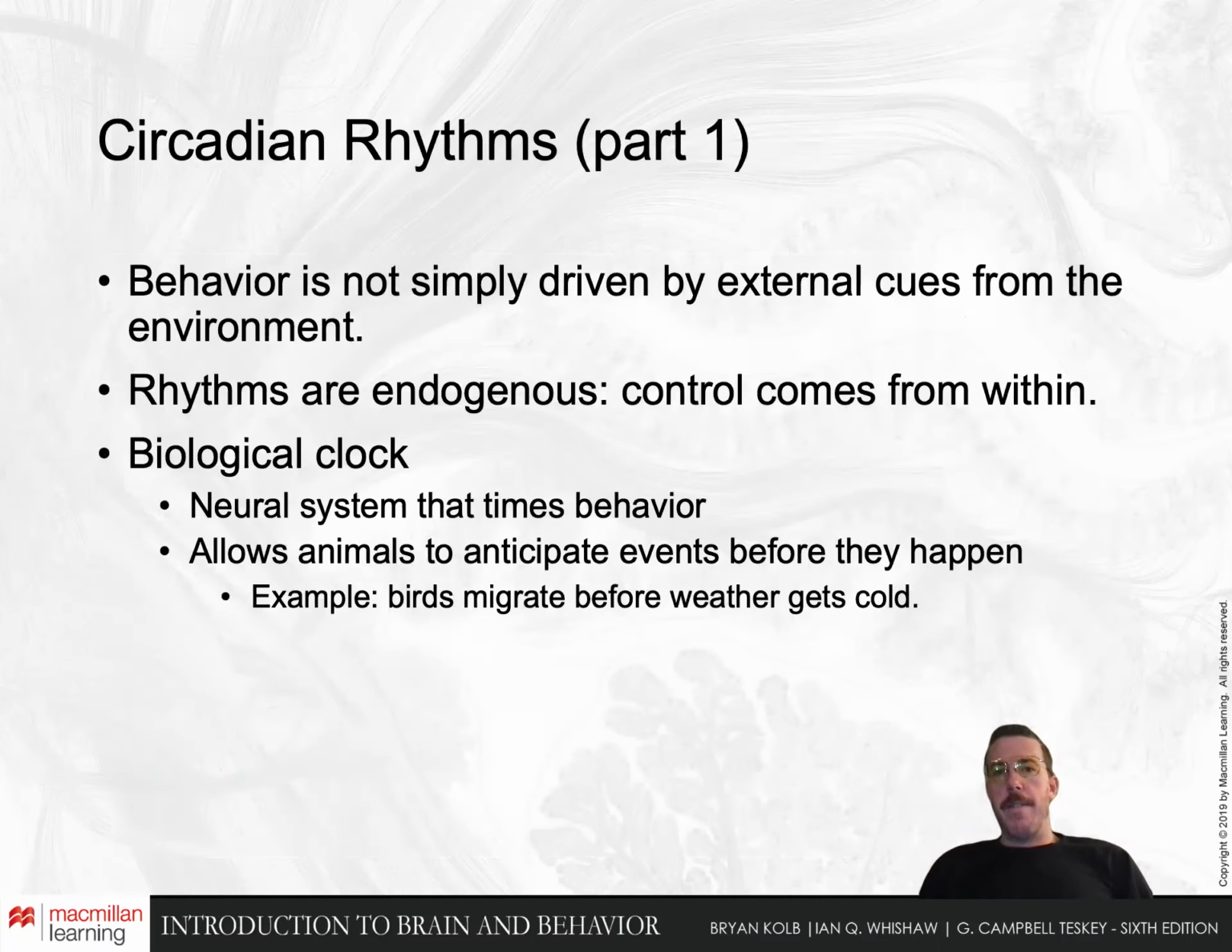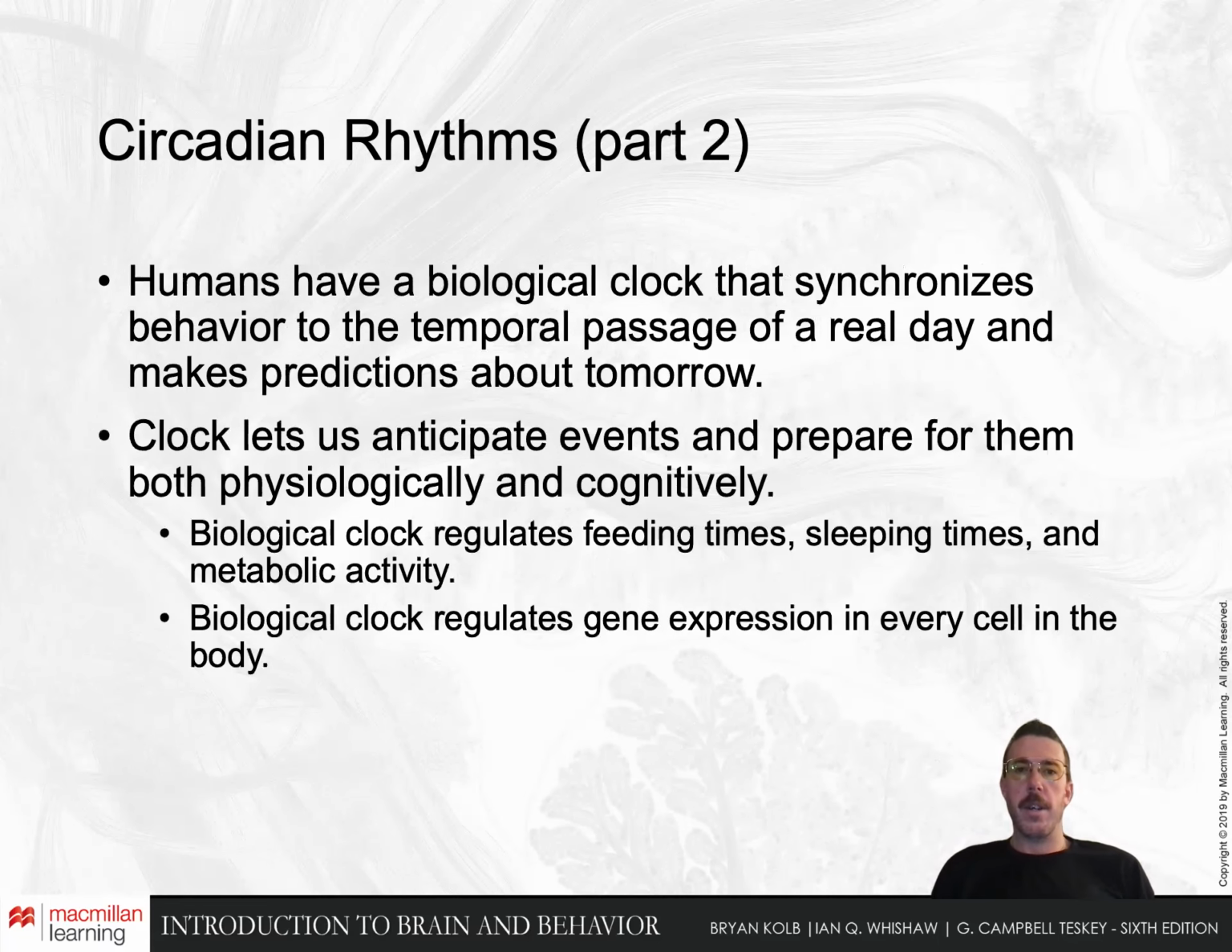So circadian rhythm behavior isn't just driven by external cues, we know, because we can put people in rooms with no external cues and see that they still go through circadian rhythms. So there's something inside the organism that's controlling these rhythmic activities. There's a biological clock, some sort of system that times behavior and allows animals to anticipate events before they happen. So your body wakes up in time for the light to come out. And birds migrate before the weather gets cold.